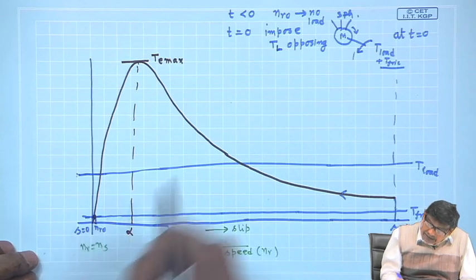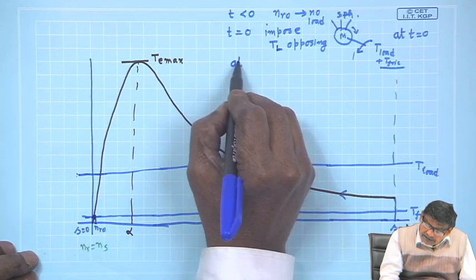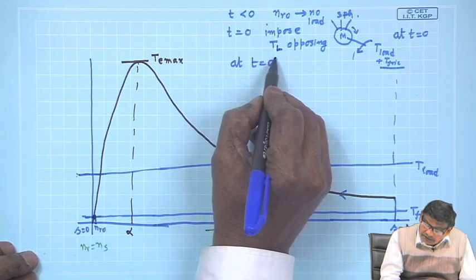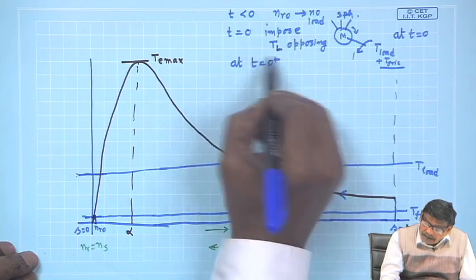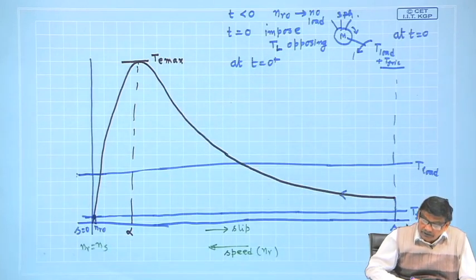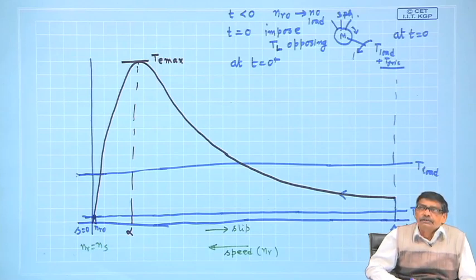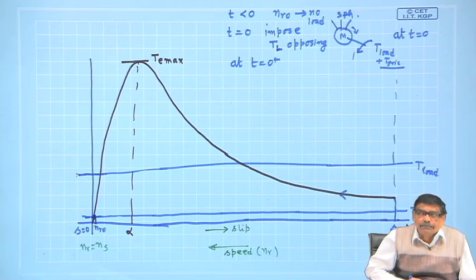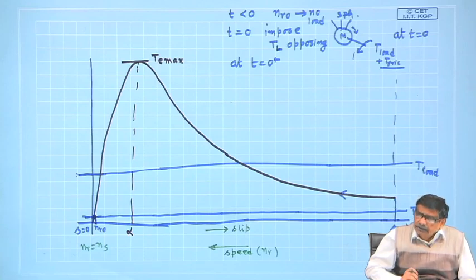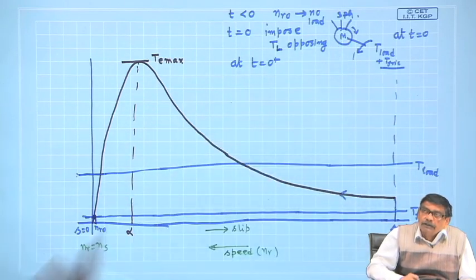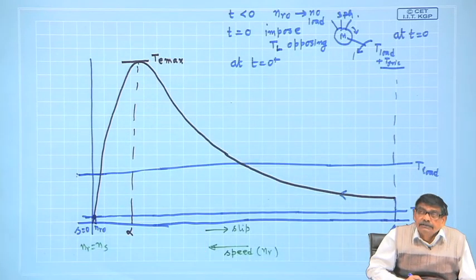Therefore, at t equal to 0 plus, after you have imposed this opposing load torque on the shaft, can speed change instantaneously? No, speed cannot have a step jump. Speed at t equal to 0 plus, immediately after you have imposed this opposing torque, has to be n at 0 itself, or the slip cannot change instantaneously.